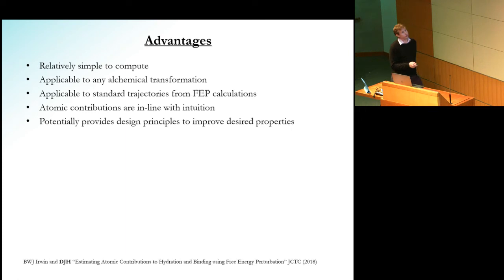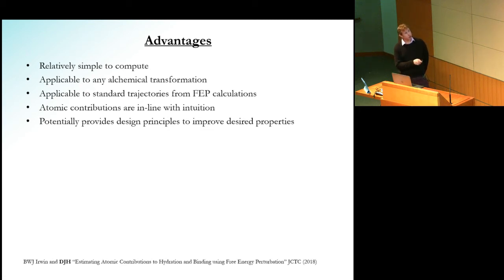So a couple of advantages of this technique. It's relatively simple to compute. You can apply it to any alchemical transformation that you want, and it's applicable to standard trajectories from FEP calculations. I've done this in NAMD as a post-processing tool, but as long as you can calculate these energies, you can do this for any simulation. And the atomic contributions are in line with intuition. That's always nice to have.